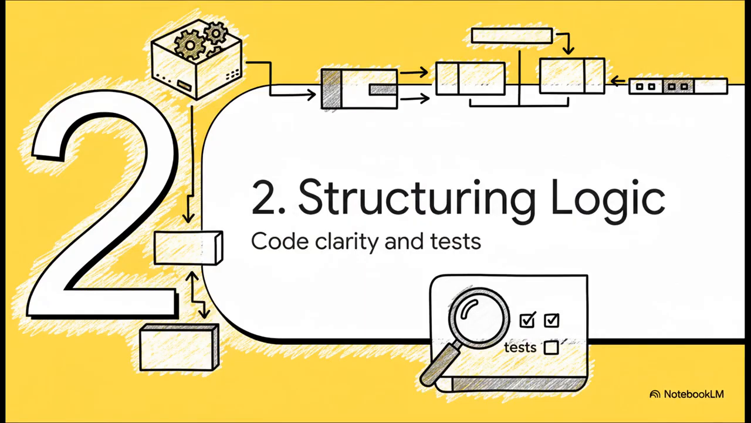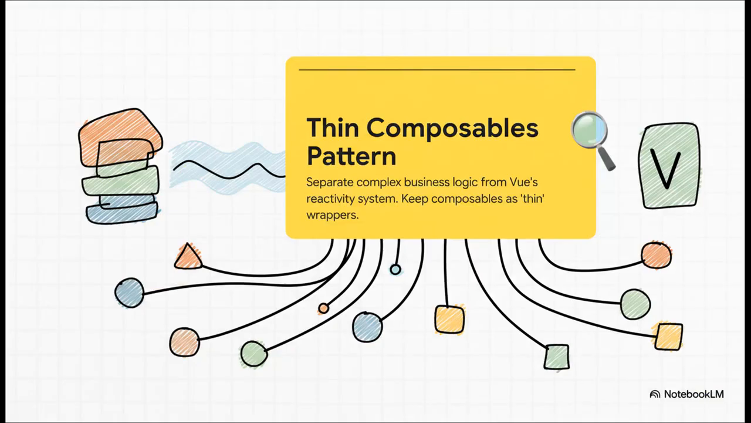All right, we've sorted out how we share state between our composables. So for our second section, let's look at how to keep the inside of our composables just as clean. It's all about structuring that logic. The big idea here is what's called the thin composables pattern.